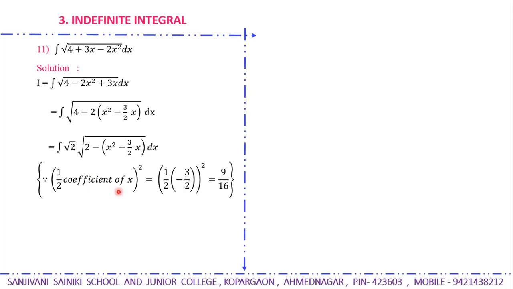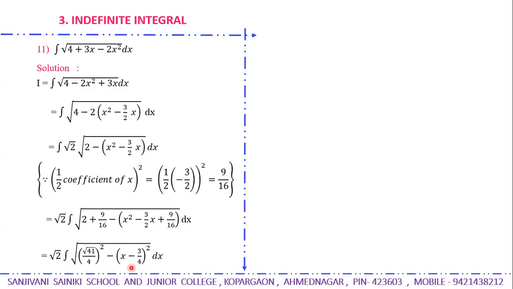So 1 upon 2 times coefficient of x, bracket square. So 1 upon 2 into minus 3 by 2 is minus 3 by 4 and its square is 9 by 16. So this is our last term that we are going to add and subtract. Okay. So 2 plus 9 by 16 and minus x square minus 3 by 2x plus 9 by 16. Now this bracket is nothing but x minus 3 by 4 bracket square. And here you will get root 41 upon 4 bracket square.